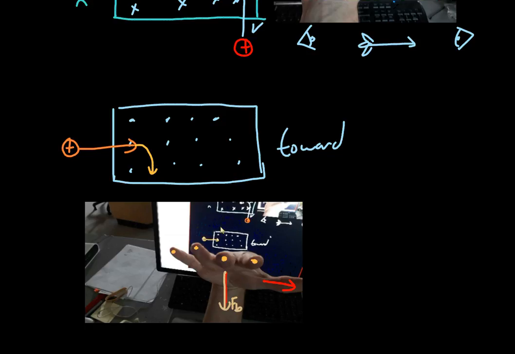All right? So this is how your right hand rule works. Essentially, you just lay your hand flat out, thumb in direction of velocity, fingertips in direction of magnetic field, and force will be shown by your palm. Now, you might say, well, what if a negatively charged particle comes in here?